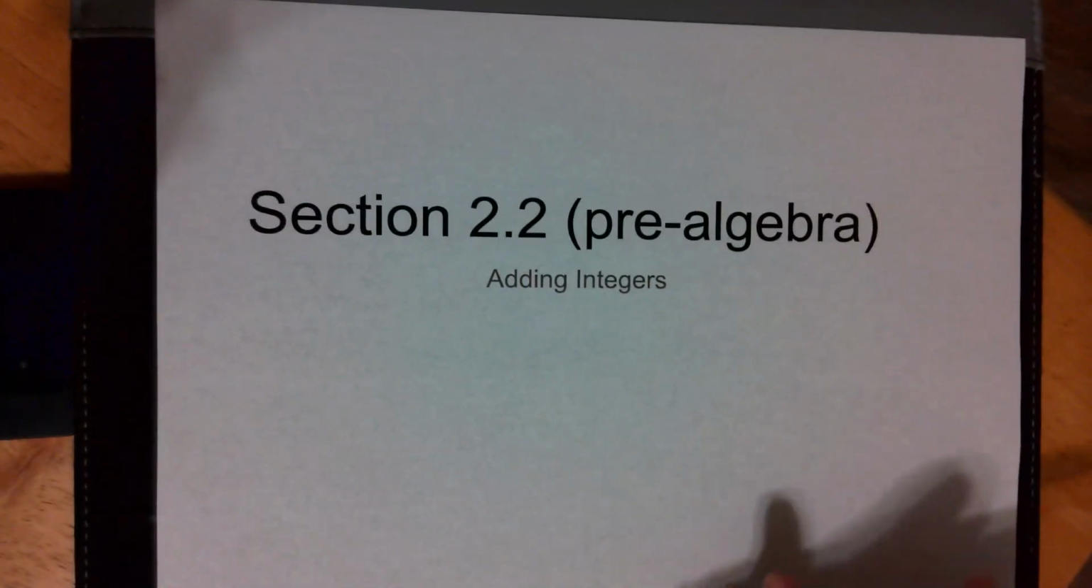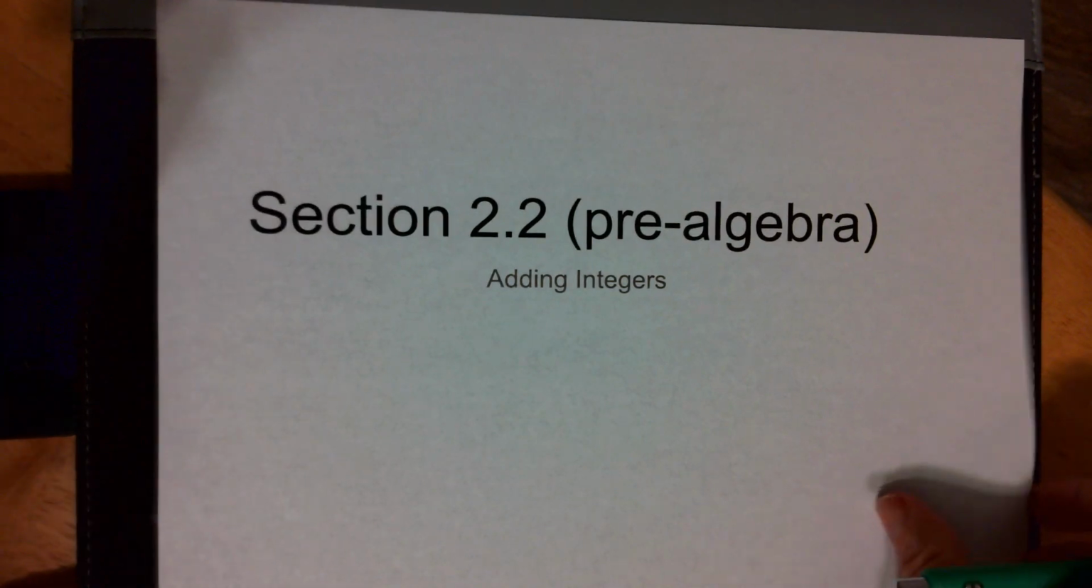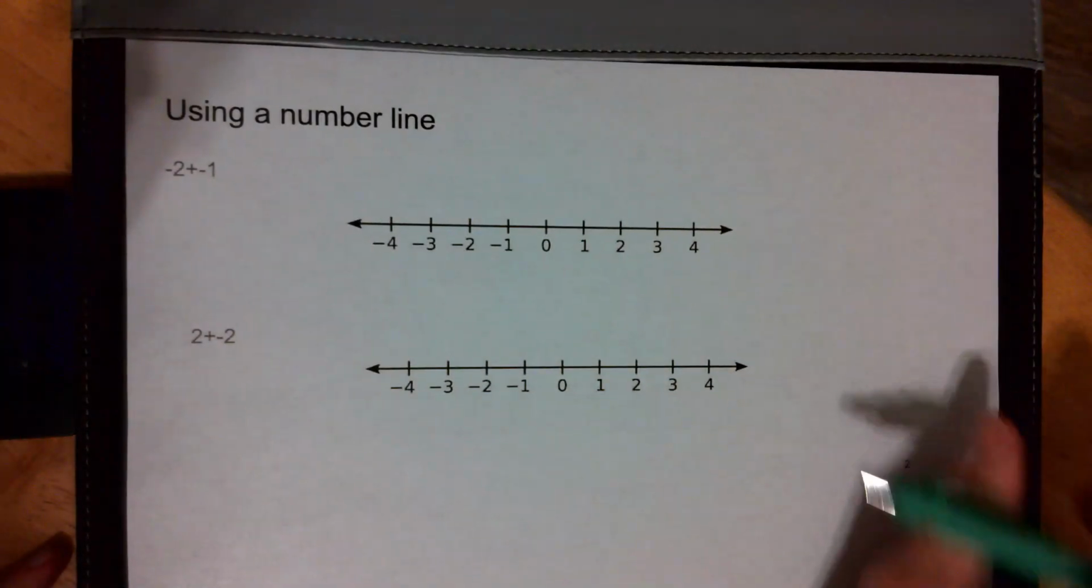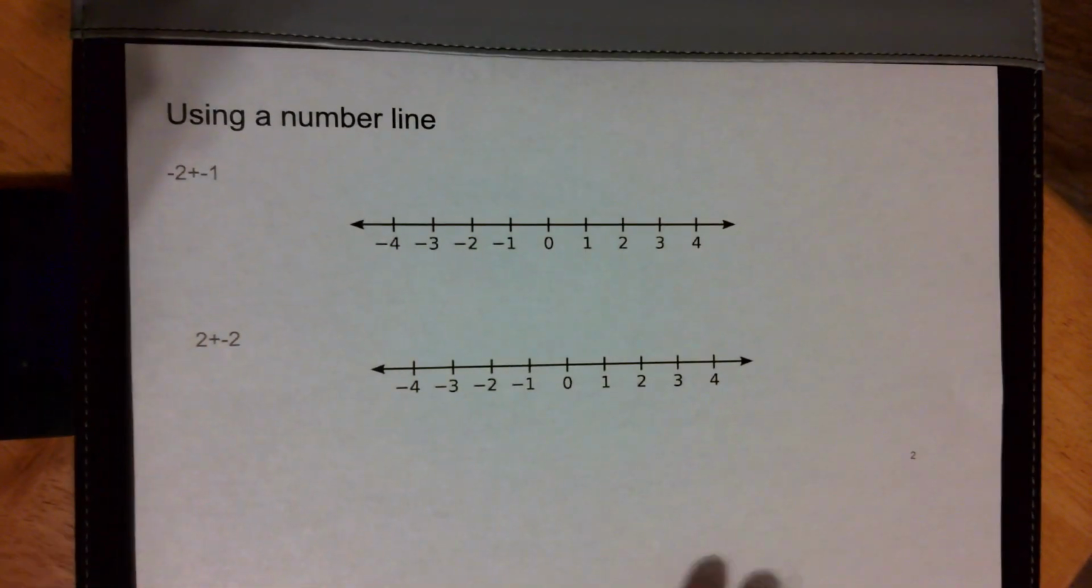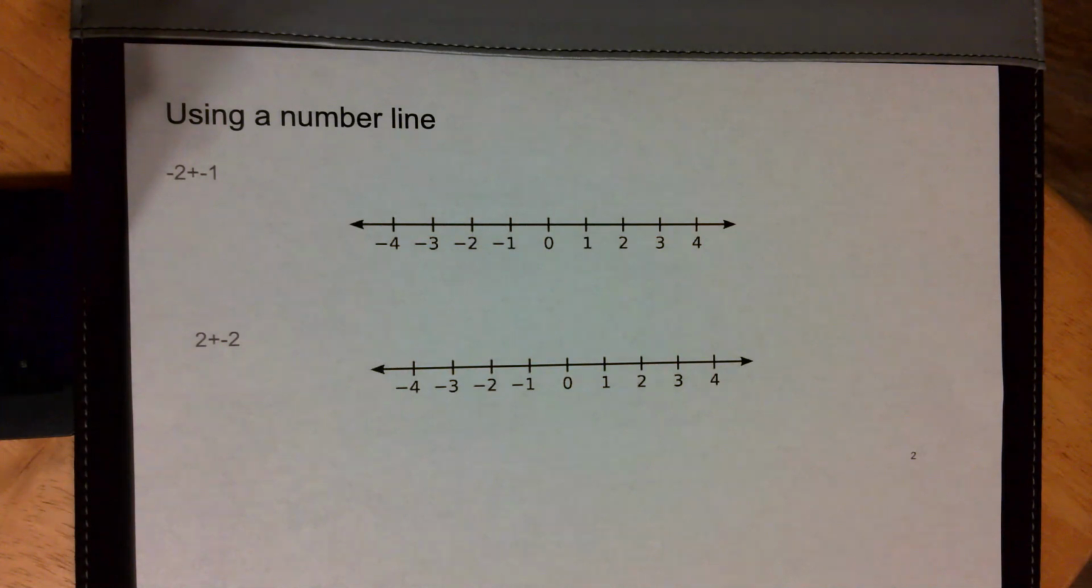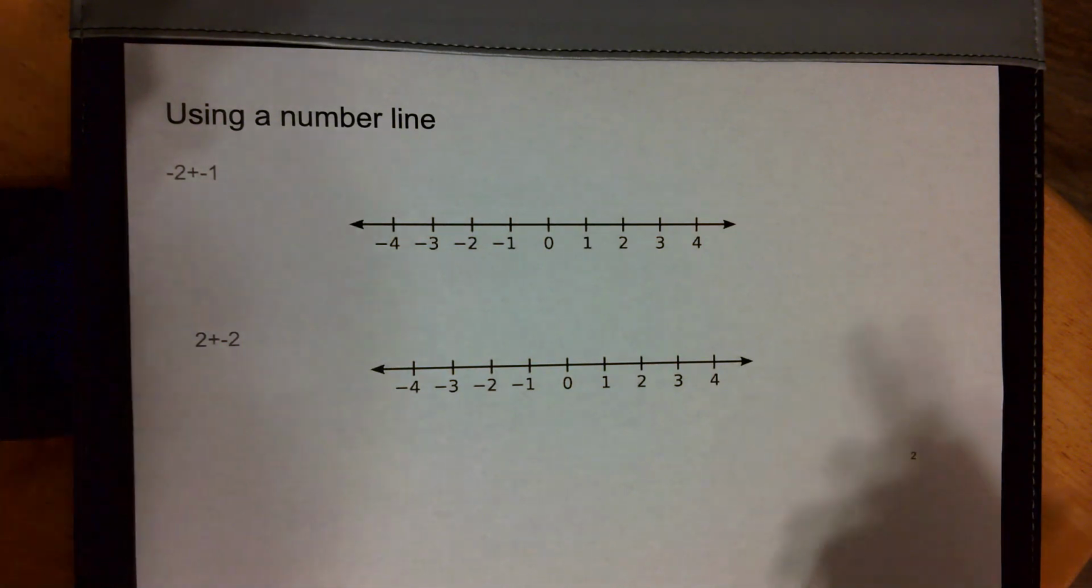Section 2.2 is about adding integers. Now, if you remember right, we talked about integers being positive and negative whole numbers. The easiest way, or the first way to add integers, is by using a number line.